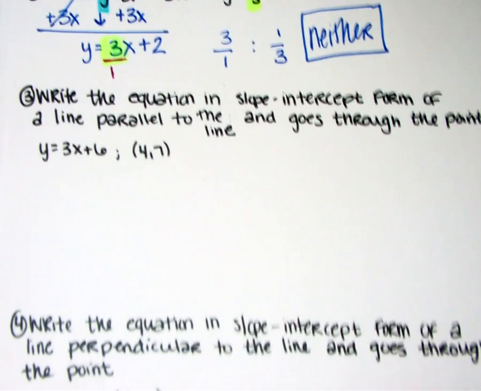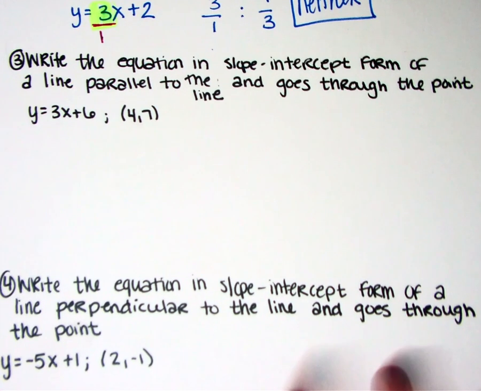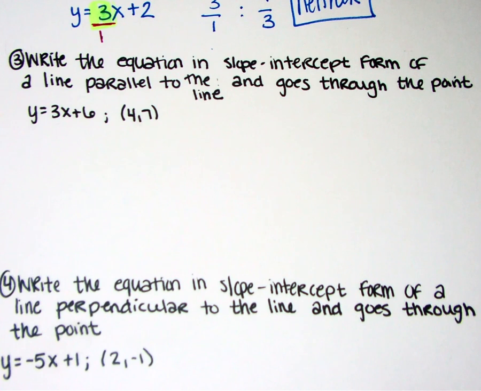Our next type of problem is writing equations through given points, and this is a very heavily tested subject on the state test, so we're going to spend a little bit of time on it. The pattern doesn't change, and we're going to just kind of talk through some shortcuts. So it says write the equation in slope-intercept form of a line parallel to the line and goes through the point.